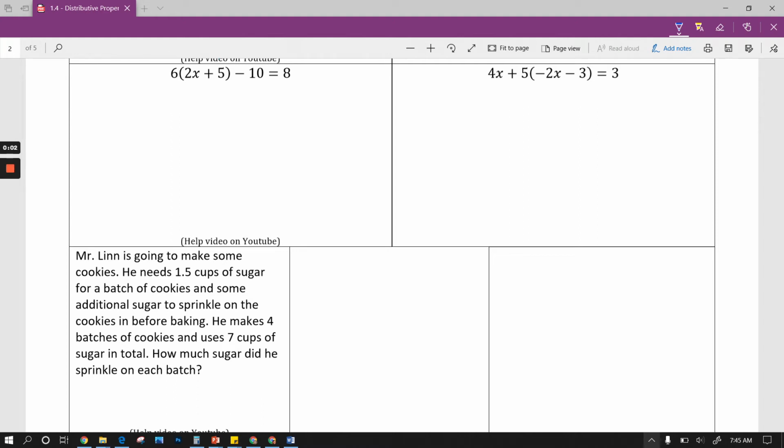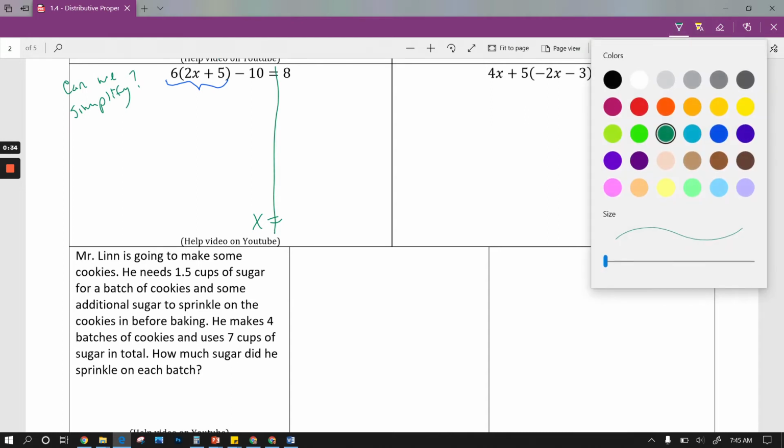All right, again, we have the distributive property here. We can see in this equation that we have 6 times whatever's in this parentheses, which means we're going to need to use our distributive property. So our objective when we're trying to solve for x is to isolate the variable. And the first question we're going to ask is, can we simplify? And we're going to use that distributive property in order to simplify.